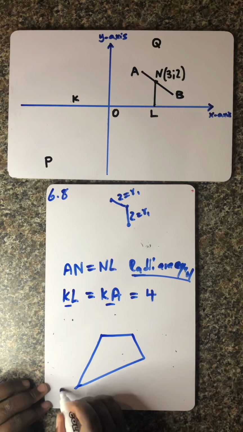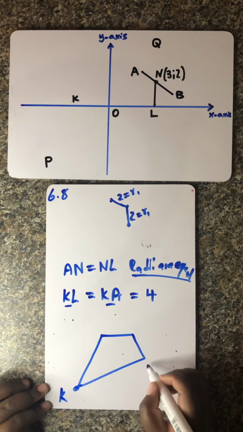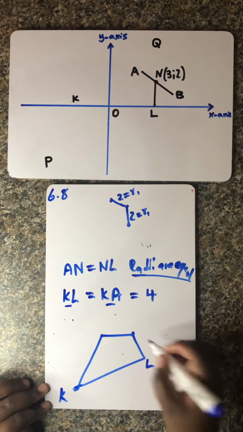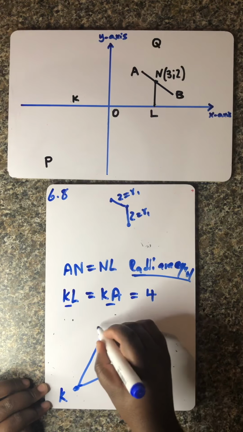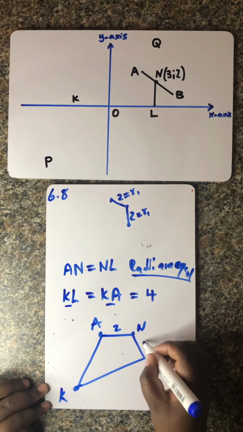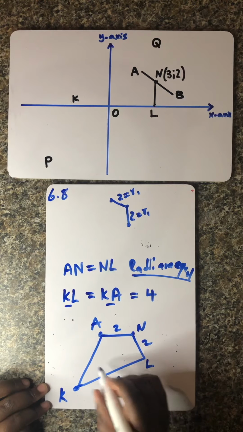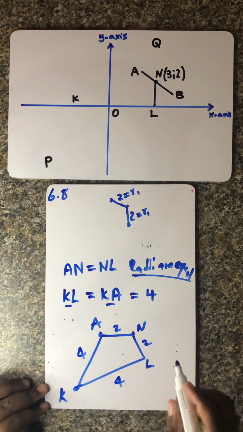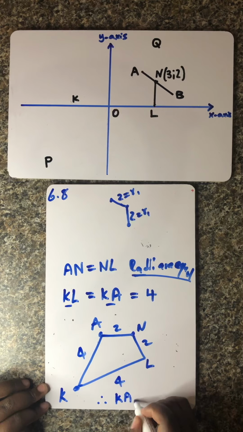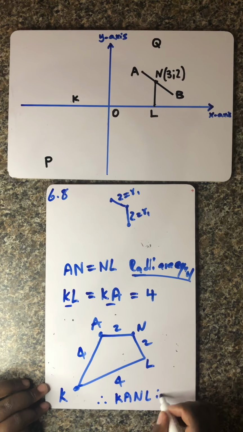So remember, this is K there, and this is L there, and this is obviously N, and this is A. It's A. So this is 2, this is 2, this is 4, and this is 4. Therefore, you can say that KANL is a kite.